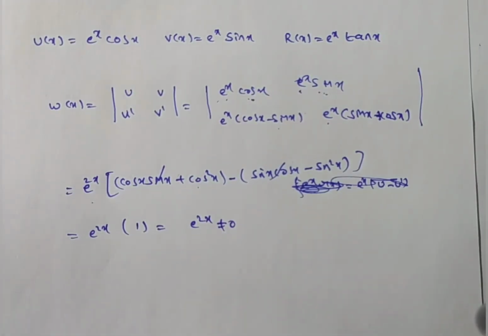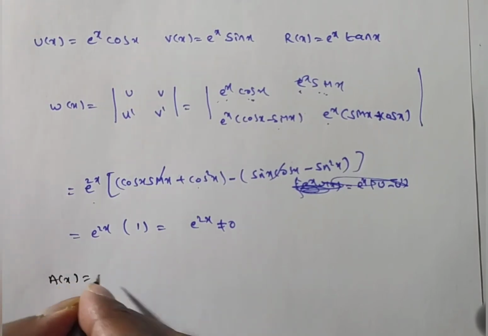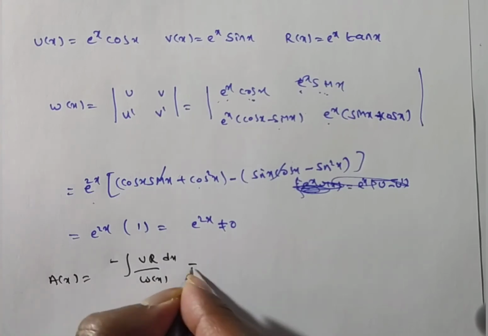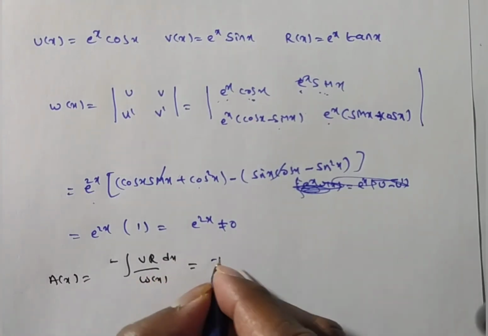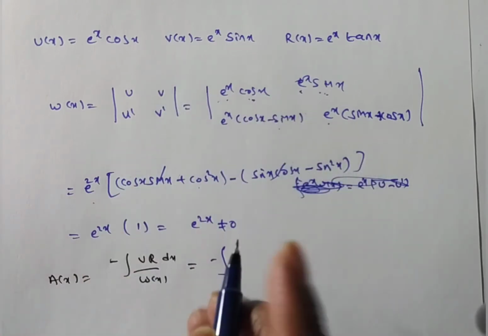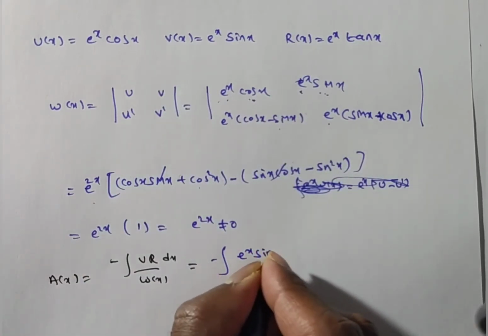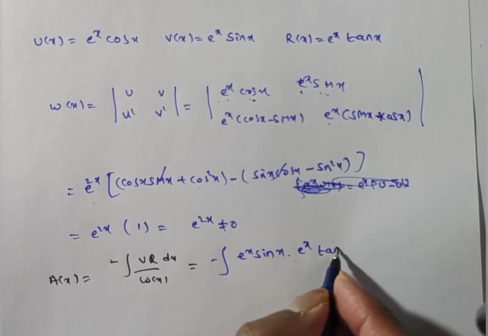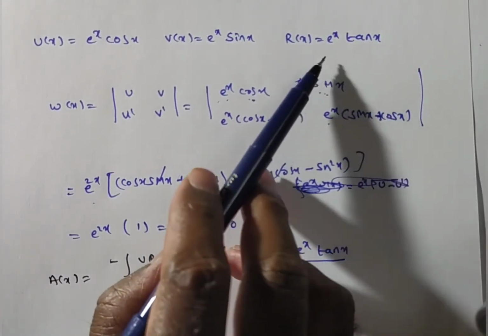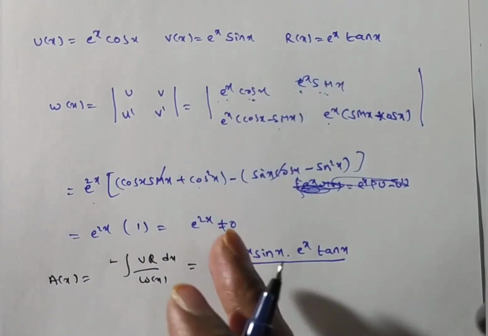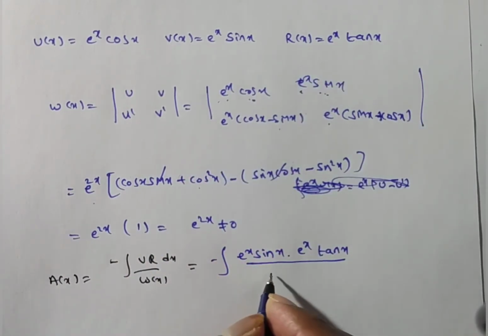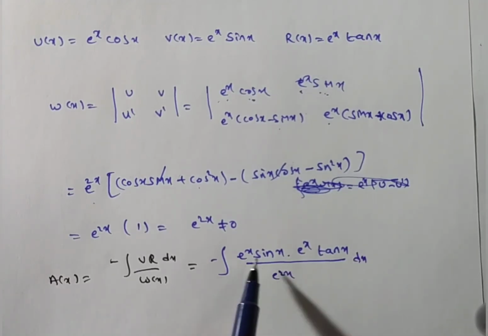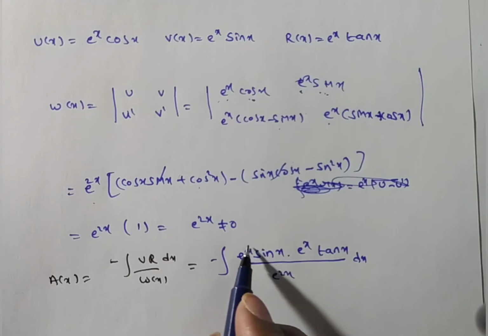Now we have to find out the a of x value. So a of x is equal to minus integral v r dx by w of x. What is the v you have? v is equal to e power x into sin x, and r is equal to e power x into tan x, from the right side of the problem. Now w of x is e power 2x into dx. Friends, in the numerator e power x into e power x is e power 2x, so numerator and denominator get cancelled.